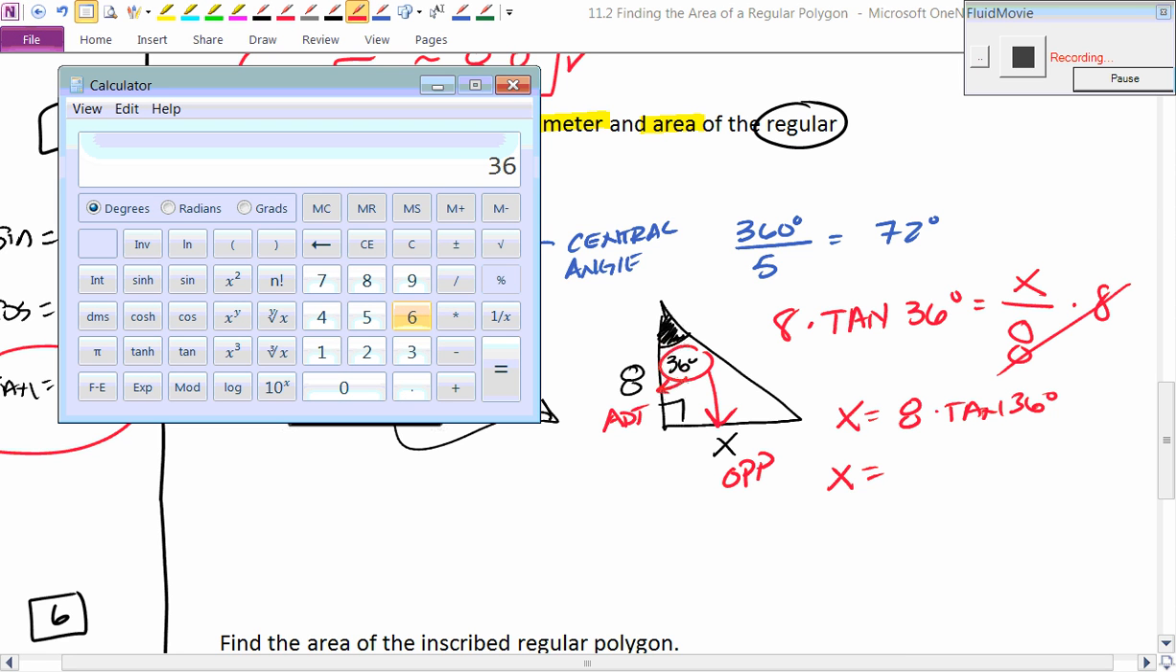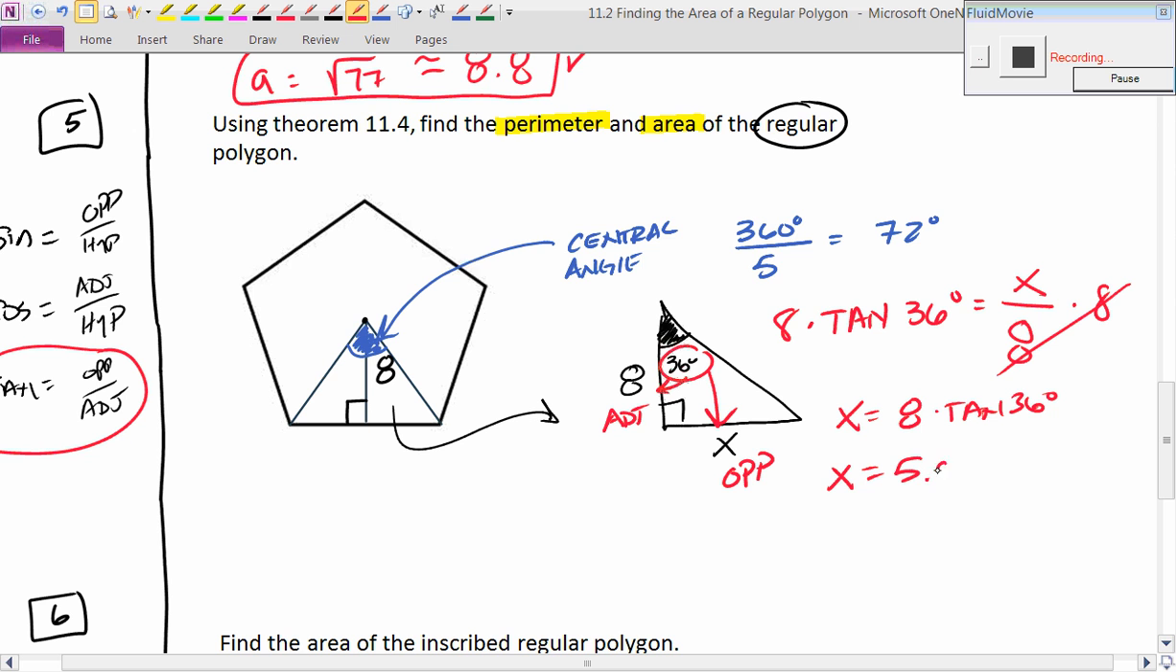All right, let's do 36. Let's do tangent. 36 tangent. That gives me that multiplied by 8. I got 5.8. Can someone else verify that? 2, 3 people? Okay, so I got 5.8. So x is about 5.8.